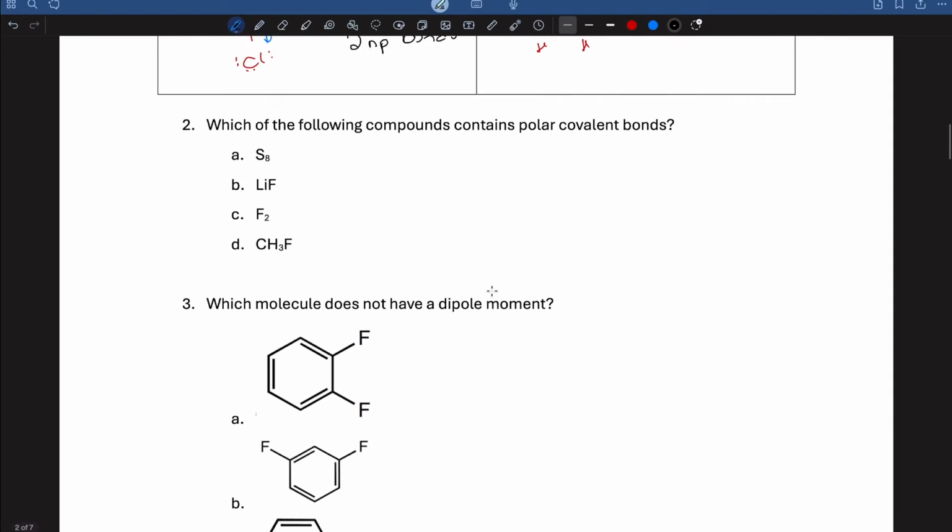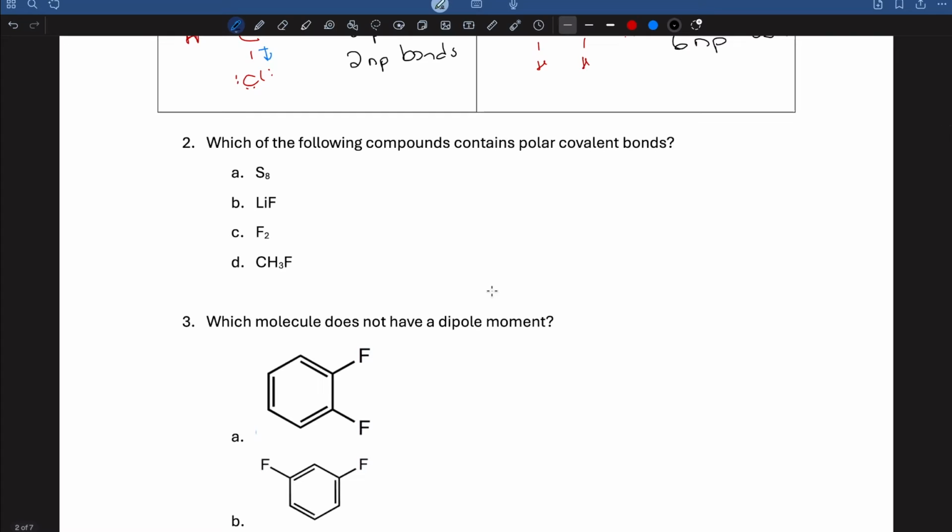The next question is a multiple choice question, and it's asking us, which of the following compounds contains polar covalent bonds? Well, a little shortcut that I can do: let's focus on the covalent first. If there's any structure that doesn't have covalent bonds, we can eliminate that. And the only structure that I see that doesn't have covalent bonds is lithium fluoride. Lithium is a metal, fluorine is a non-metal, so there's going to be a very large electronegativity difference, forming an ionic bond.